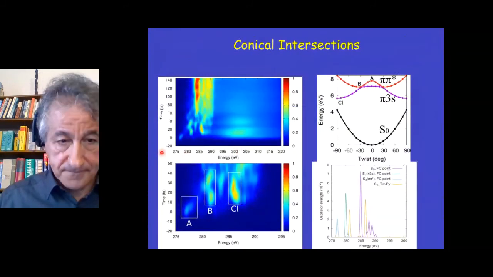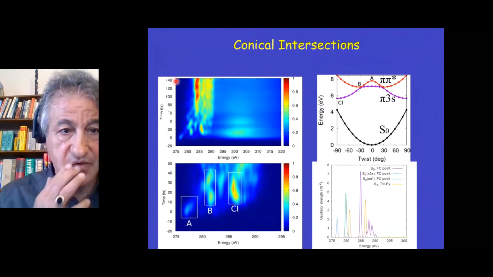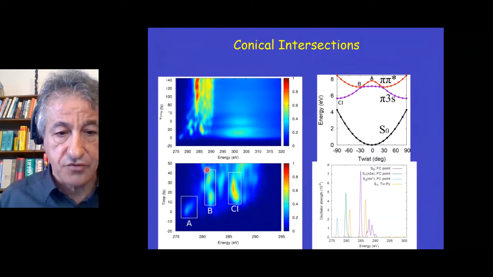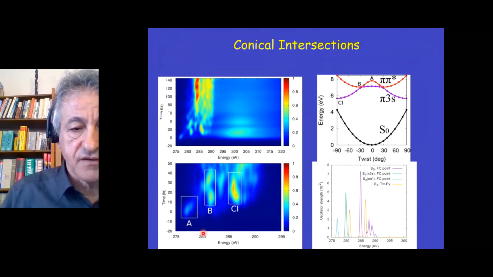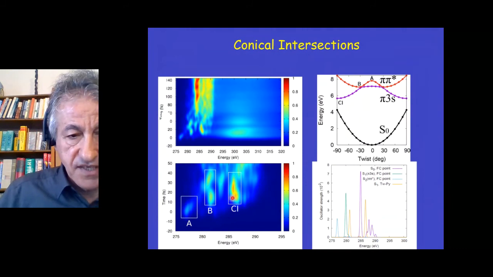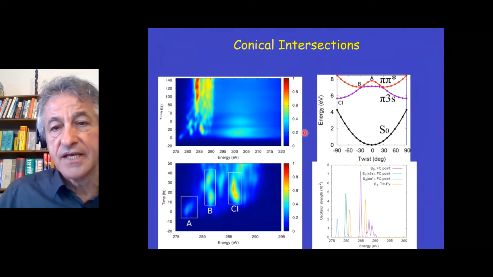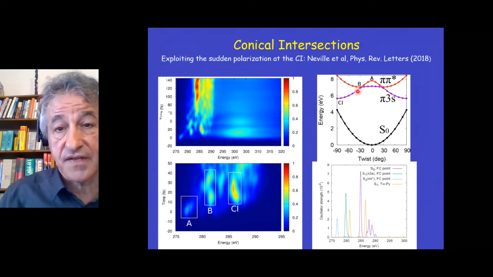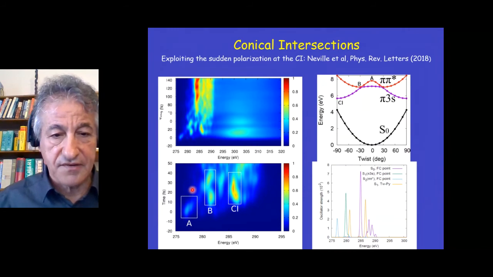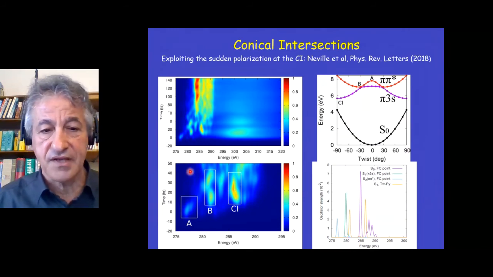And this is the dynamics over 140 femtoseconds. These are the short time scales, and this is the binding energy of the signal. And you see lots of things happening at the very early times. By the way, ethylene isomerizes in about 20 femtoseconds. So things happen at extremely short time scales.